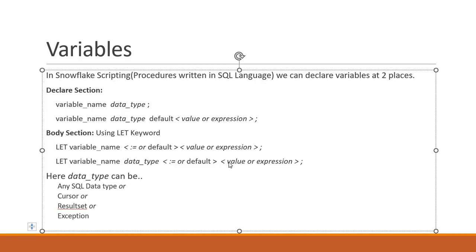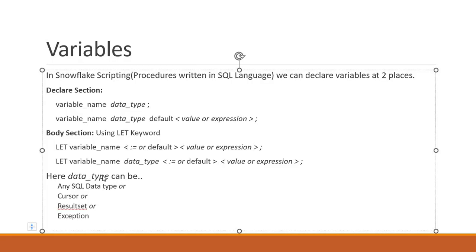If you don't specify the data type, based on the value you are assigning here, it will take the corresponding data type. Otherwise, if you want to mention the data type explicitly, we can mention it. So this is how we can declare the variables in Snowflake scripting.